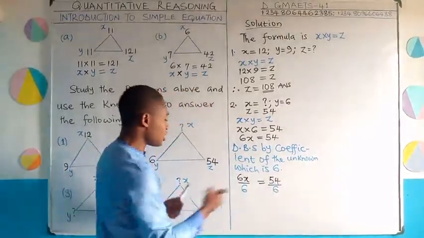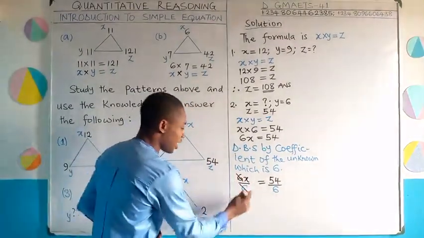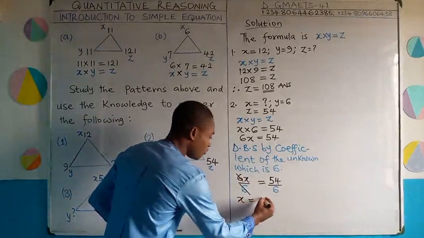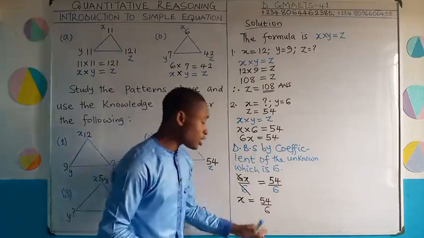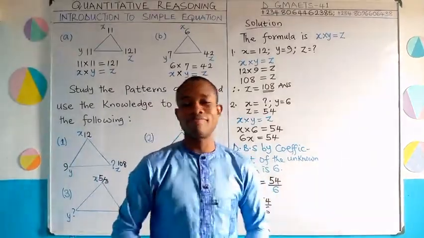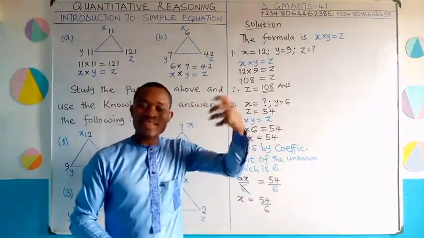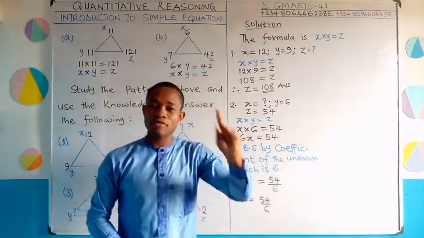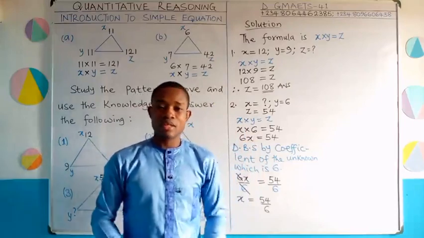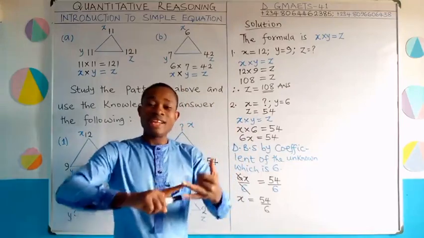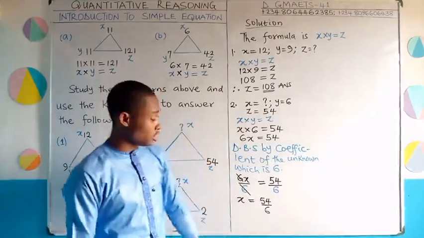So if you look at this, on the left hand side, this 6 will cancel this 6. We'll be left with x. X will be equal to 54 divided by 6. And then this 54 over 6, 6 can divide 54. How did I know that 6 can divide 54? From our past classes under rules of divisibility. How do you know that a number can be divided by 6? If 2 can divide the number, and if 3 can divide the number as well. So if 2 and 3 can divide the number, 6 can divide it.